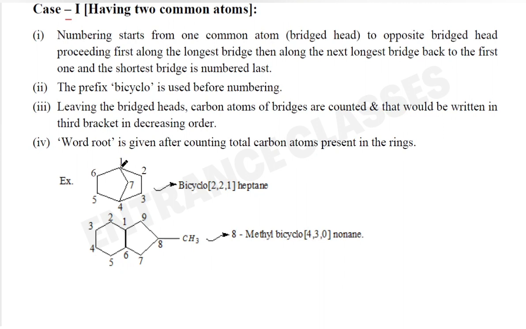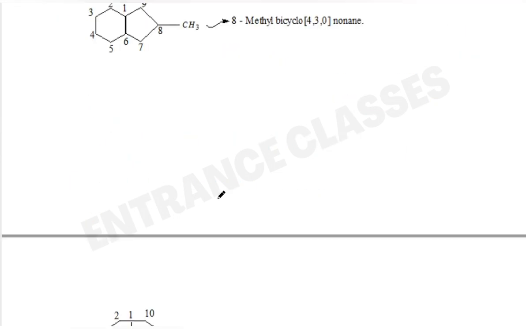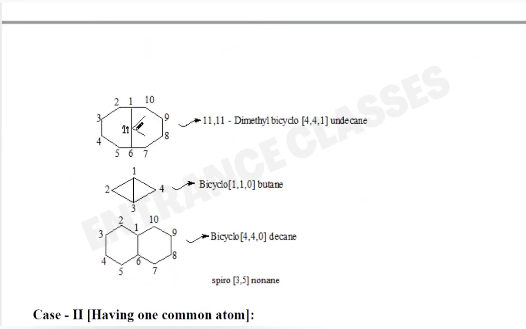So here it will be bicyclo 2.2.1. Both bridges are the same, 2.2.1. Total number of ring carbons is 7, so heptane. Here it will be 2, 3, 4, 4 carbon here, 4 carbon here. 11,11-dimethyl. Why is it 11? 1, 2, 3, 4, 5, 6, 7, and 9, 10. This is 11. 11,11-dimethyl.